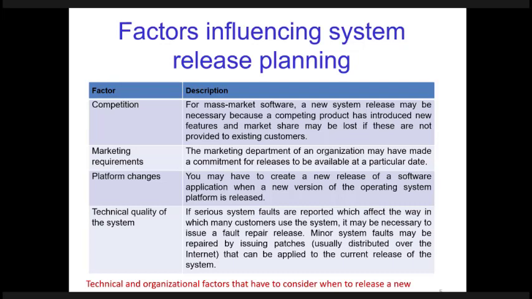One is the competition. An alternative competitive product has come to the market. For the mass market, software here means generic software. A new system release may be required because a competing product has come to the market with a lot of new features.